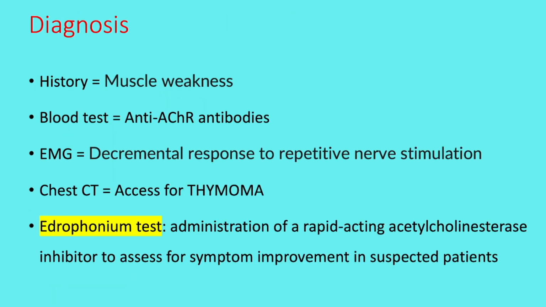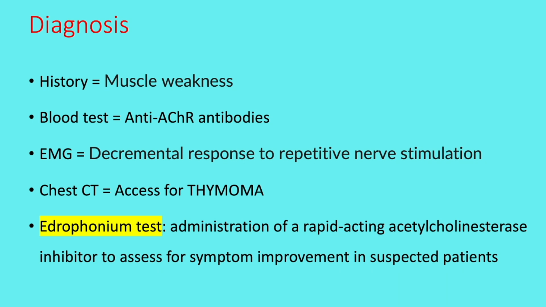Coming to diagnosis, as always, the patient history is very important, and in a case of myasthenia gravis, the patient will complain of muscle weakness. In the blood tests, we can find anti-acetylcholine receptor antibodies, which are highly specific for myasthenia gravis. In the electromyography, we have a decreased response to repetitive nerve stimulation. On chest X-ray or CT scan, we can find thymoma or thymic hyperplasia.